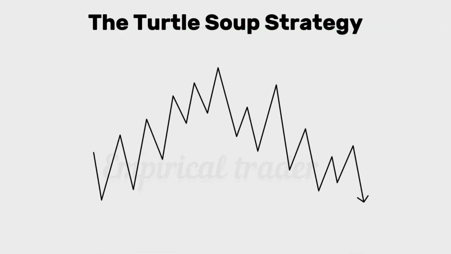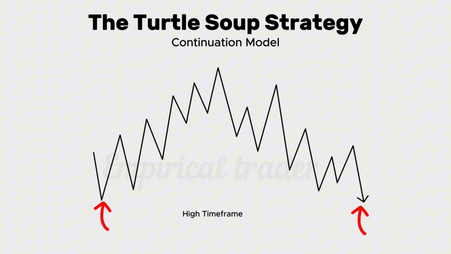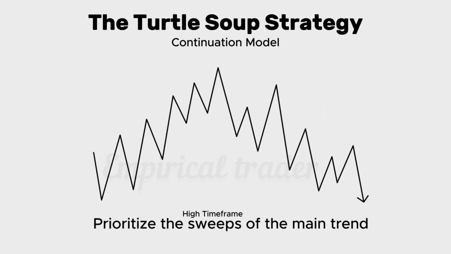There are two main types of the turtle soups. The main one, which is what we have been using so far, is named the continuation turtle soup. This price represents the high time frame trend. If we look at the macro swing levels, the market is under a high time frame consolidation. But if we look at the micro internal levels, the market starts in an uptrend and ends up reversing into a downtrend.